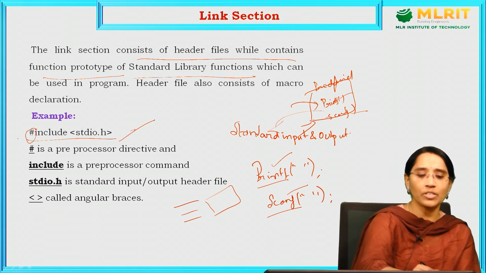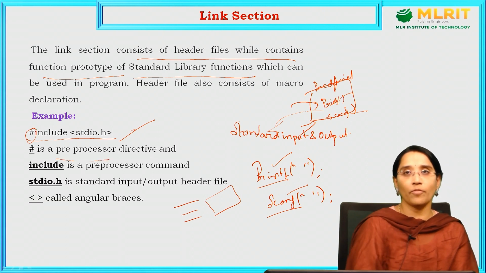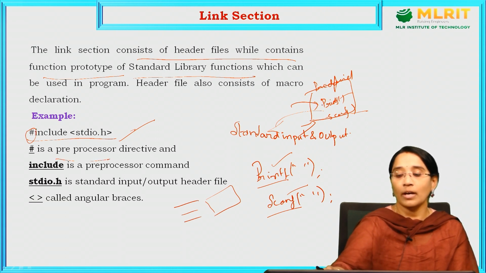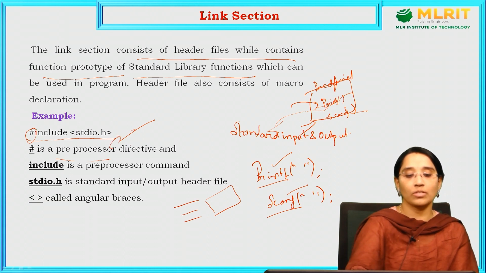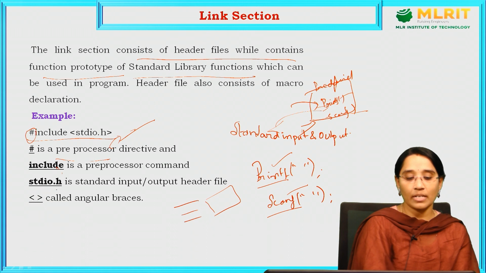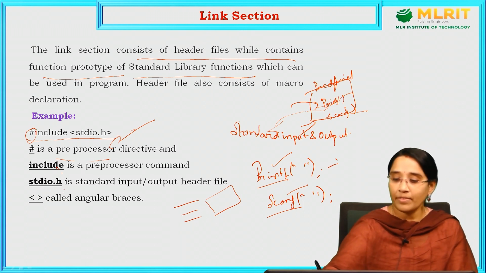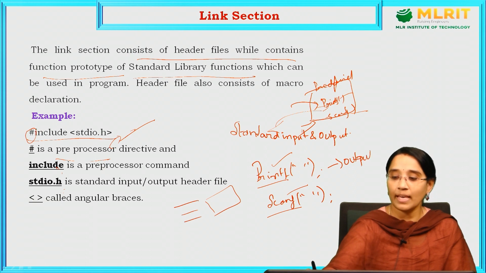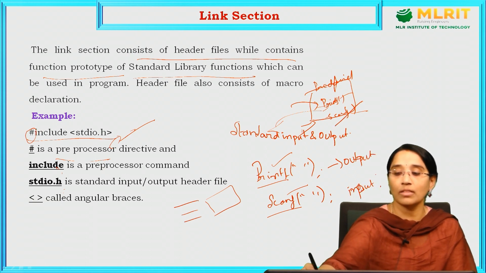Here hash is a preprocessor command. What is the job of a preprocessor? It will go to the library, get the two functions, and place that code in your program. Include means the code of whatever functions we are using will be included in your program. And stdio.h is standard input output. Printf is an output function and scanf is an input function. These two functions exist in the C library.